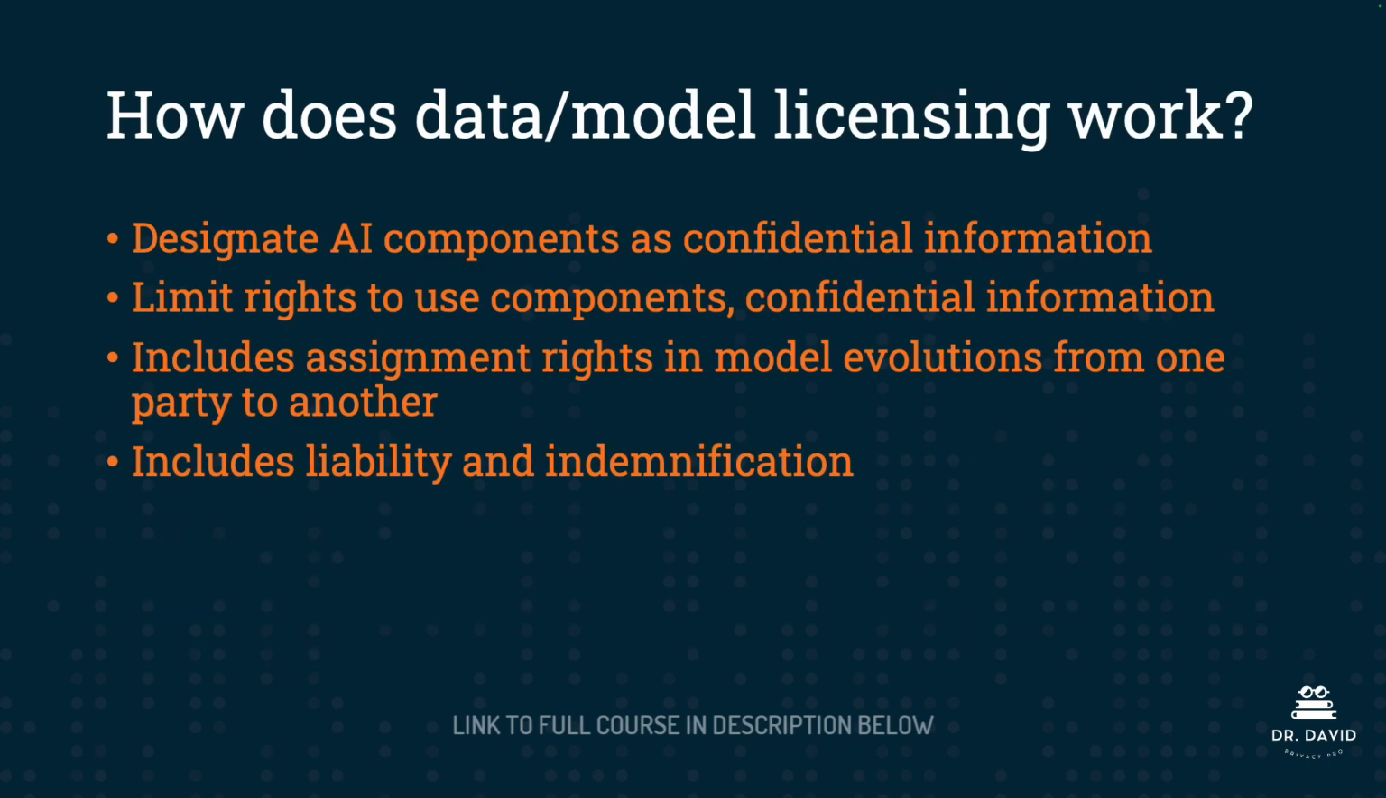So how does data or model licensing work? This might have been self-explanatory when we were doing the buzzword bingo a moment ago, but again, I want to make sure that we understand how this process works. An organization will designate AI components as confidential information. The organization then limits the rights to use those components and that confidential information. This includes assignment rights in model evolutions from one party to another, and may include liability and indemnification.